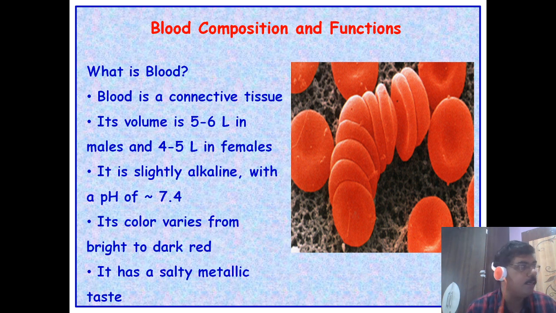This blood is slightly alkaline with a pH of 7.4. Its color varies from bright to dark red. It is due to the respiratory pigment that we call hemoglobin. And it has a salty metallic taste. These are the RBCs, which are disc shaped.